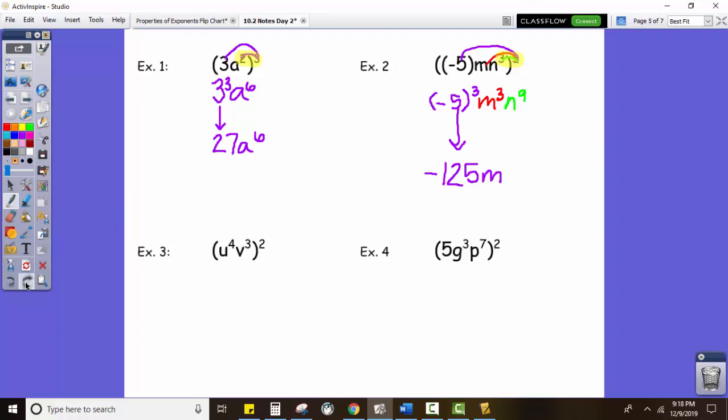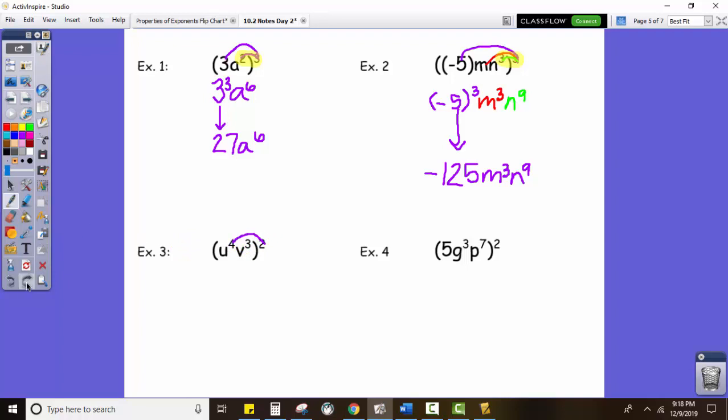Okay, and then m to the third, n to the ninth. Just be careful and make sure you get each factor inside the parentheses with that power on the outside. Next one, example 3. I have u to the fourth, v to the third, all to the second power.